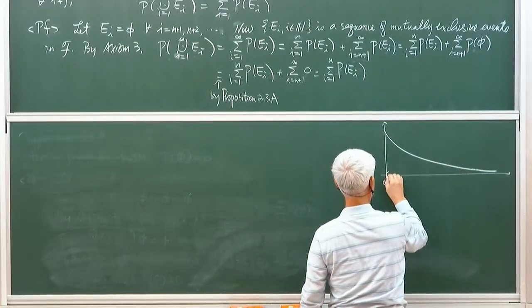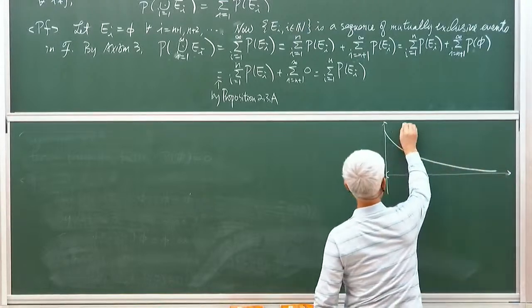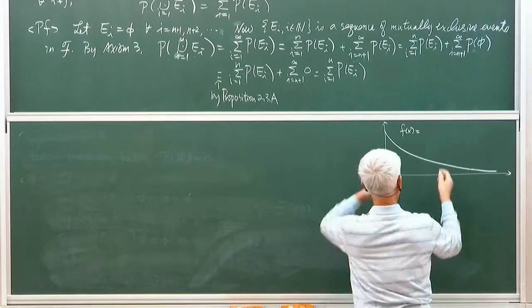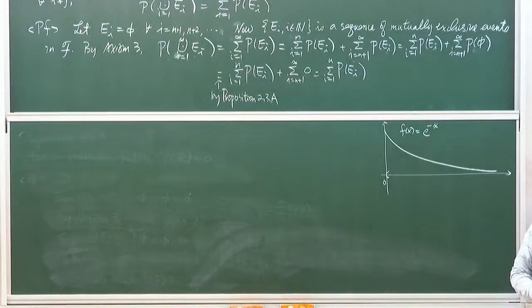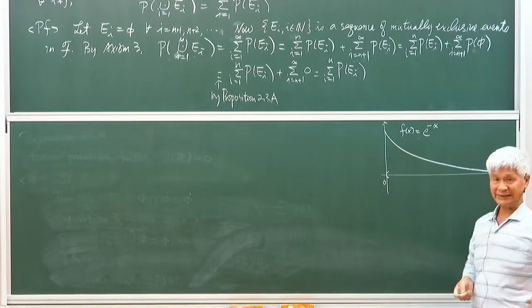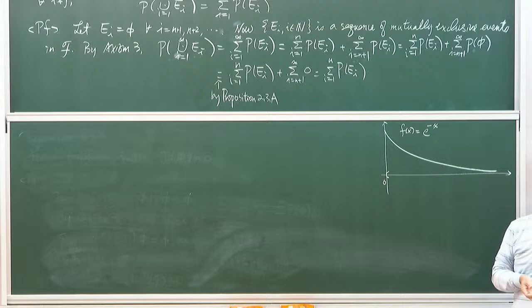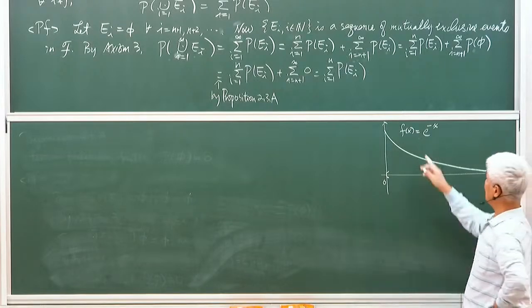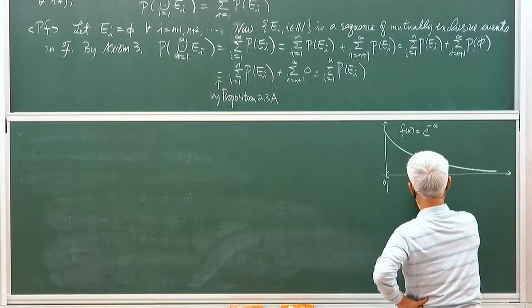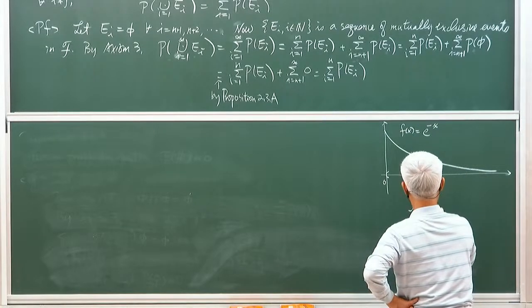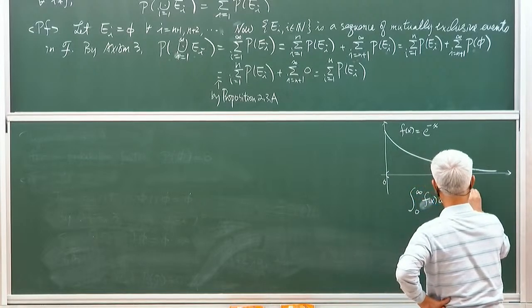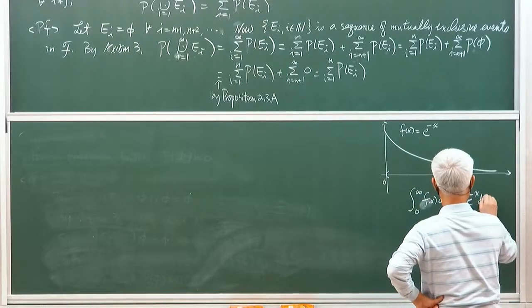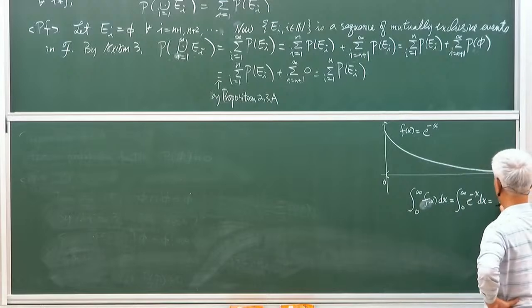From 0, right here. So f(x), for example, x e^(-x) here, is one of the examples. And this function, you see, is continuous. And if we do the integration, we find, what is that? This is equal to 1.